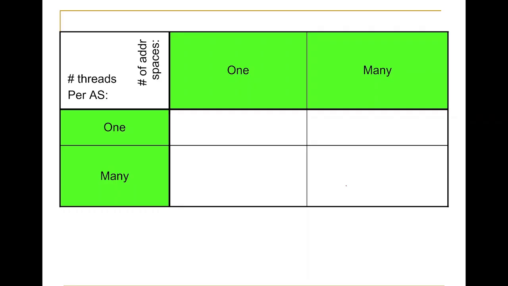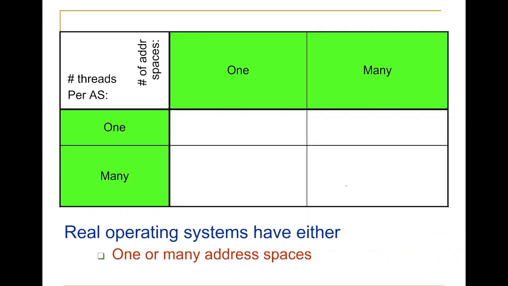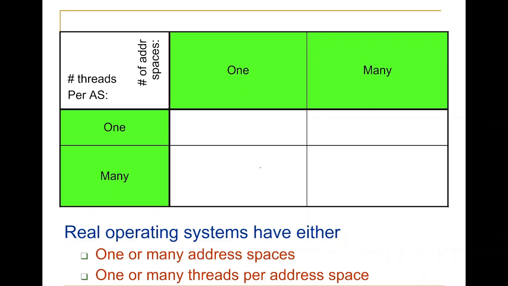All right, so let's look at this issue of real operating systems. Real operating systems have either one or many address spaces, and one or many threads per address space. So you see that. An example of one thread per address space, that's one-to-one, is MS-DOS. Just MS-DOS had one thread per address space.